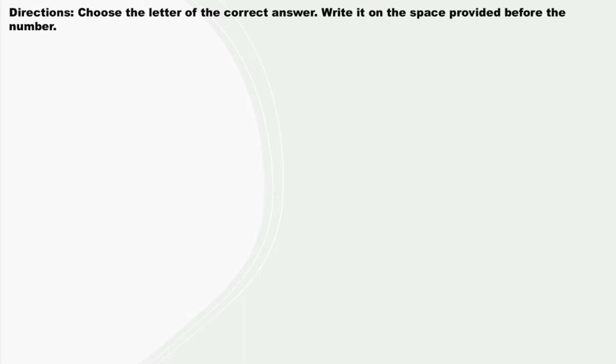Directions. Choose the letter of the correct answer. Write it on the space provided before the number.